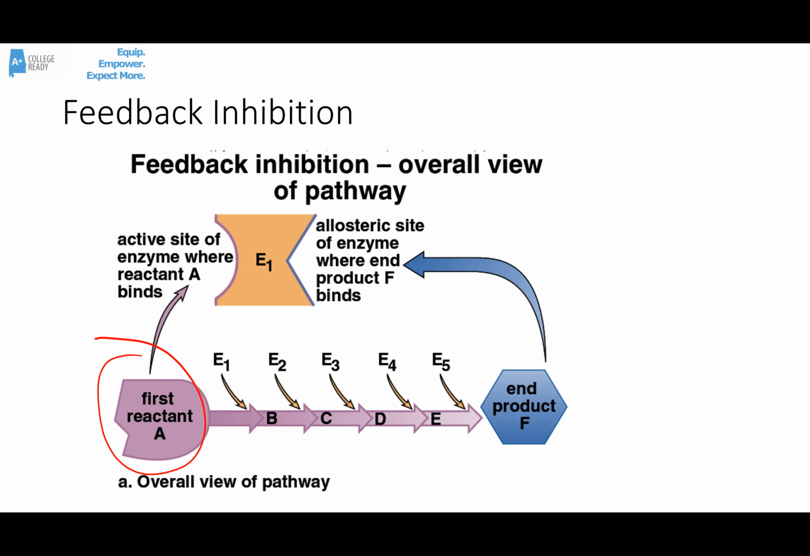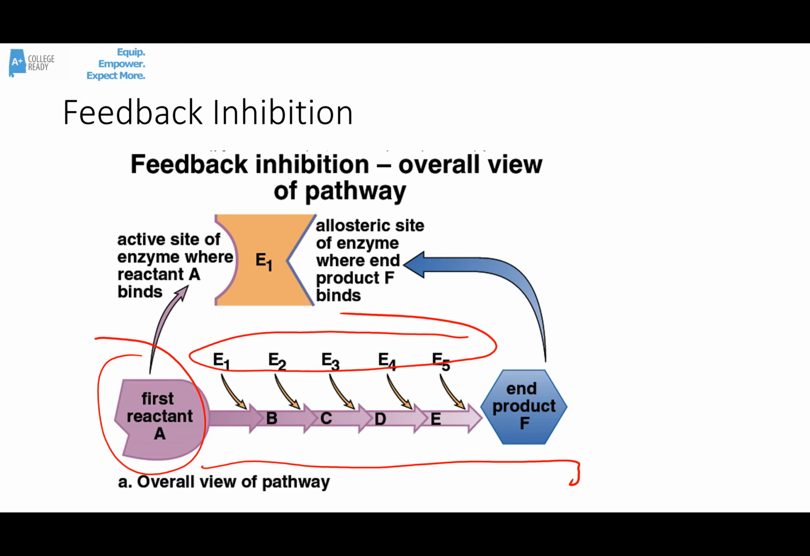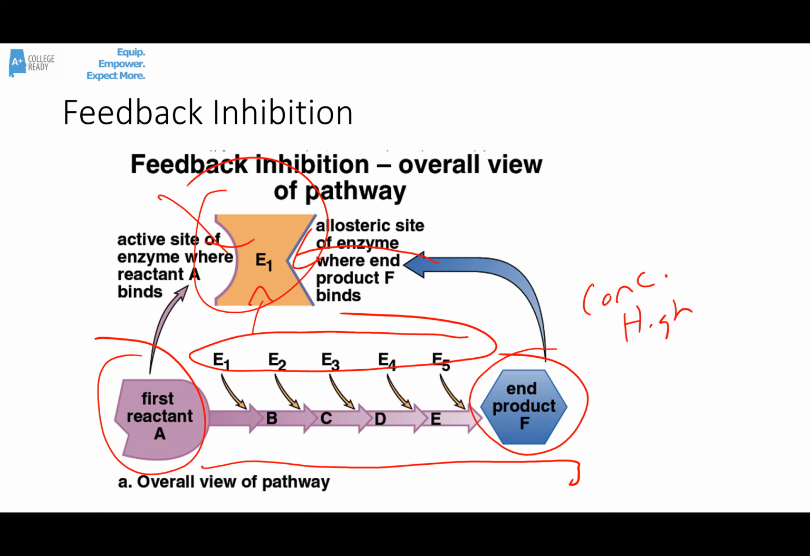Here's a reactant. So this is a metabolic pathway. We've got 5 enzymes involved and 5 steps. Ultimately, this metabolic pathway is trying to make substance F. When the concentration of substance F gets high, some of that substance F binds to the allosteric site on enzyme number 1. Well, that changes the shape of the active site. That means enzyme 1 no longer works. Well, because enzyme 1 no longer works, enzyme 2 can't work, because the product of the enzyme 1 reaction is the reactant for the enzyme 2 reaction.